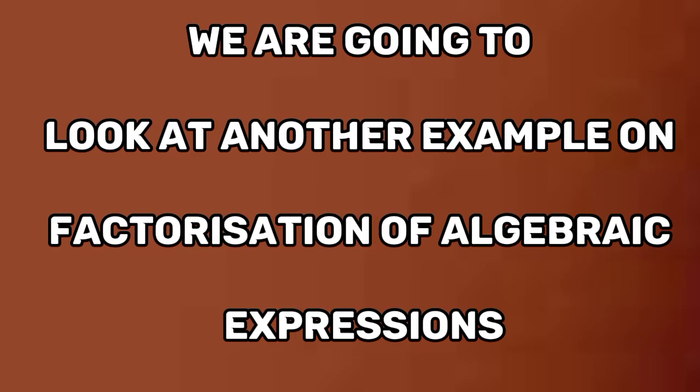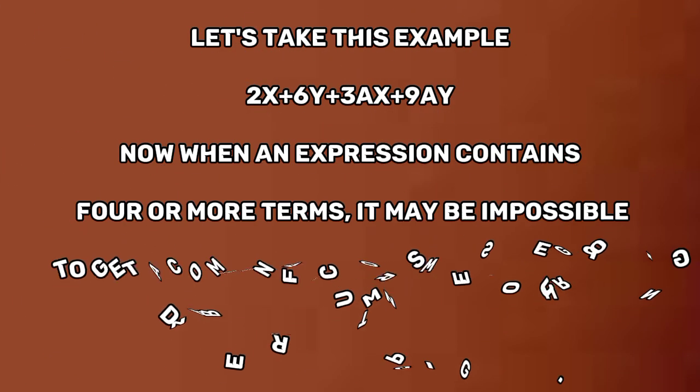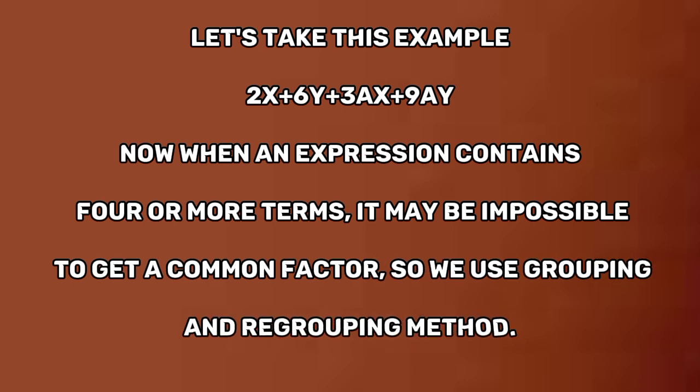We are going to look at another example on factorization of algebraic expressions. Let's take this example. Remember, in our last class we dealt with examples that had to do with two terms, but here we have four terms. When you have four or more terms, it may be impossible to get a common factor, so we use the grouping and regrouping method.